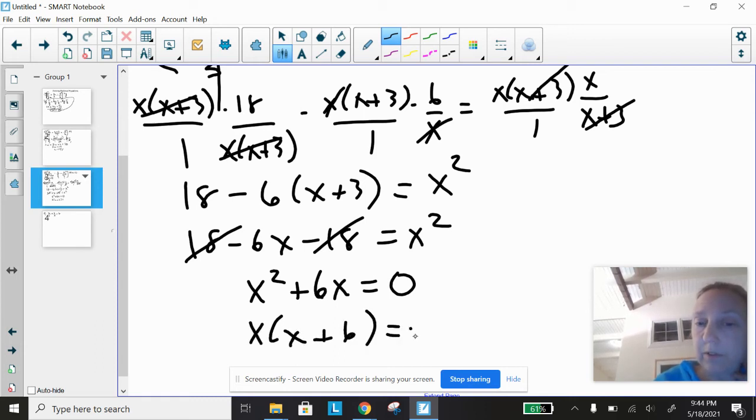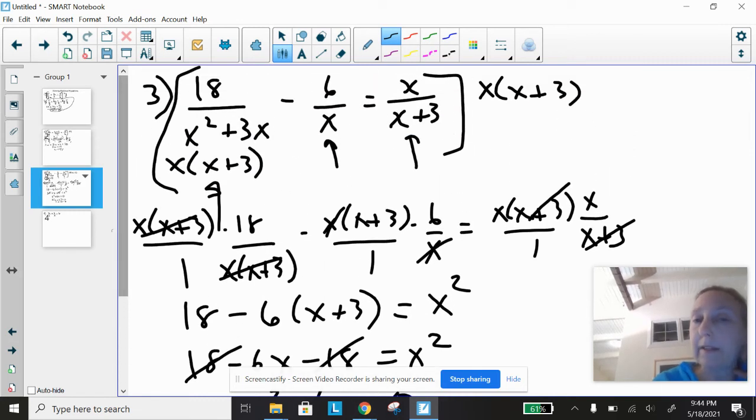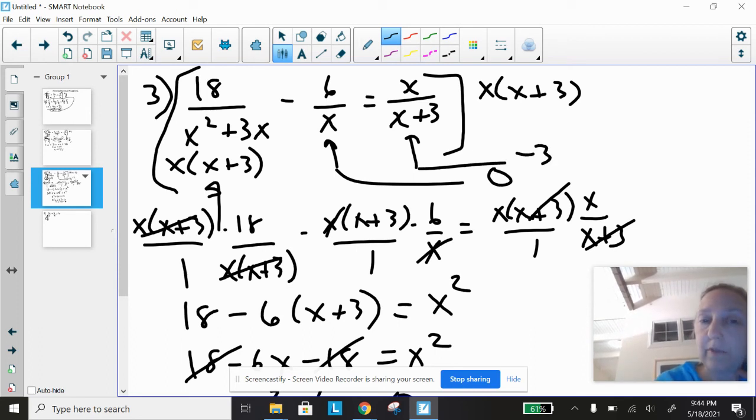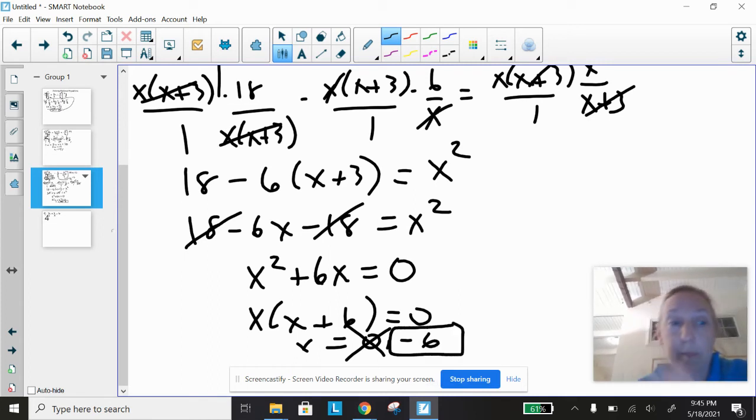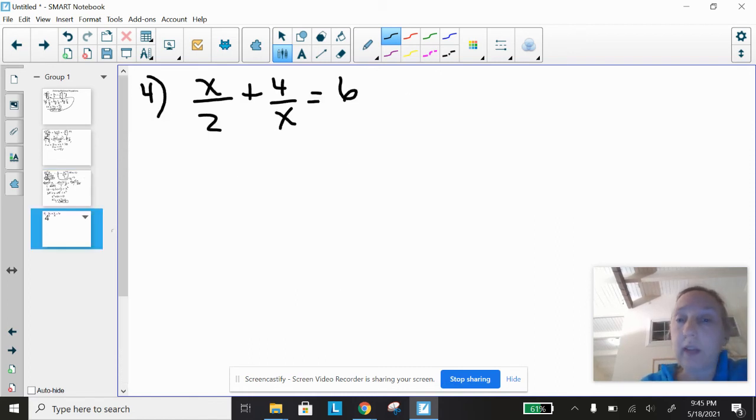And I get my two answers of 0 and negative 6, but I need to go make sure neither of them are restrictions. So I go all the way back to the beginning, and I see my restrictions would be 0 here and negative 3 here. And the same for this first one right here, 0 and -3. I go back and look at my answers. 0 is not an answer because it's a restriction. So my only answer is -6. So be sure you go back and do that last step. And then our last question.